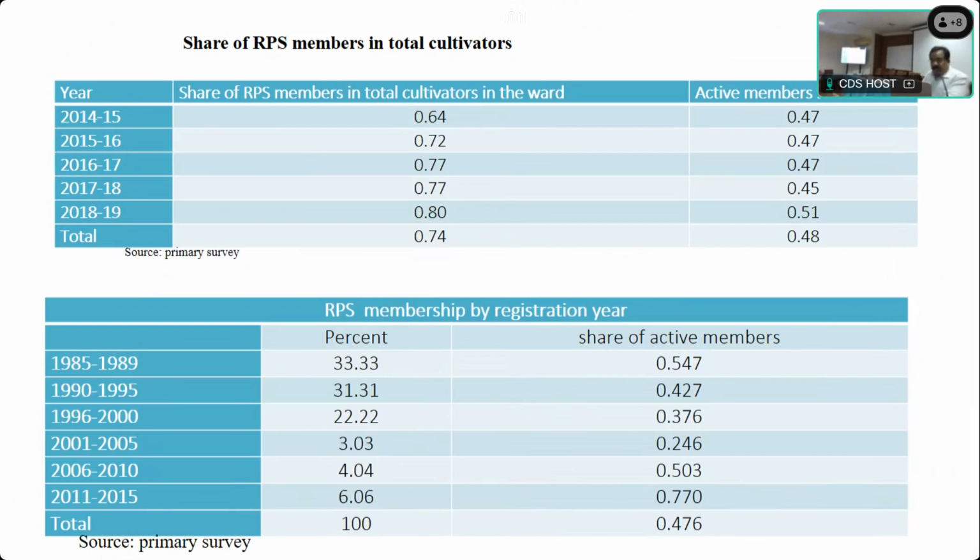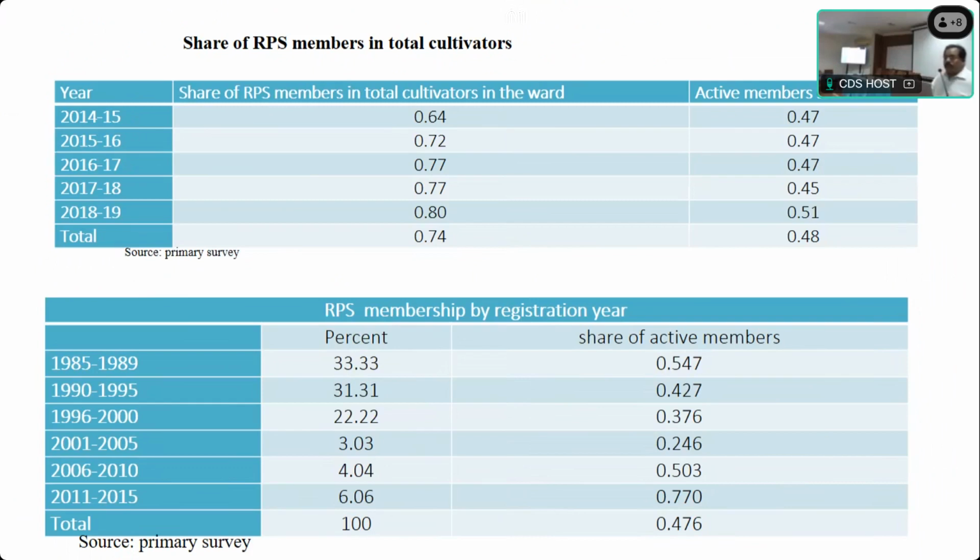Okay, I think the next table shows the share of active members by when the RPS was registered. Just keep in mind for the time being that, where the RPS was registered early, in the 85 to 89 period, there seems to be a larger share of active members even today. But for the period between 96 and 2000, where the RPS was registered, the share of active members seems to be declining. Then again, there is a rise. So it's kind of a U-shaped pattern.